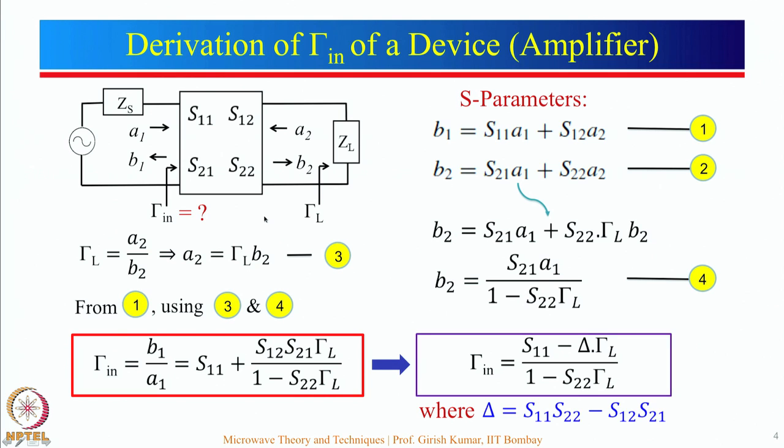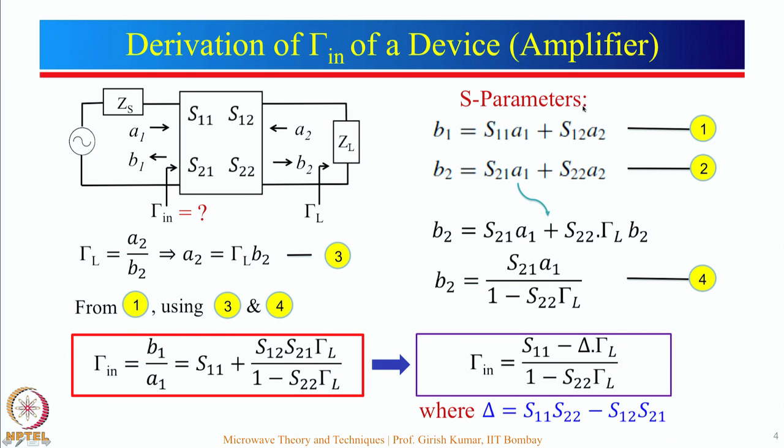So, here a given device is specified by its S parameters at the desired frequency and given biasing conditions. You can see here this is the incoming wave A1, here is the incoming wave A2, this is the reflected wave B1, this is the reflected wave B2. This device is now connected with a source which has a source impedance, and there is a load over here. So, the objective here is to find out gamma input. How do we start? Let us start with S parameters.